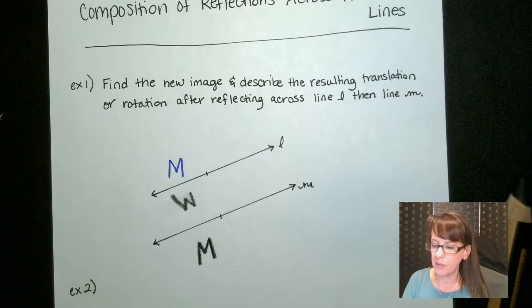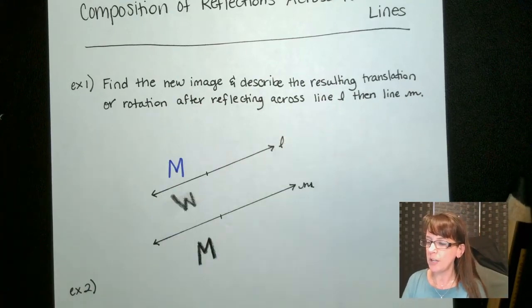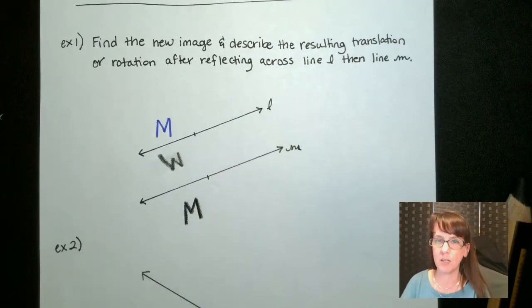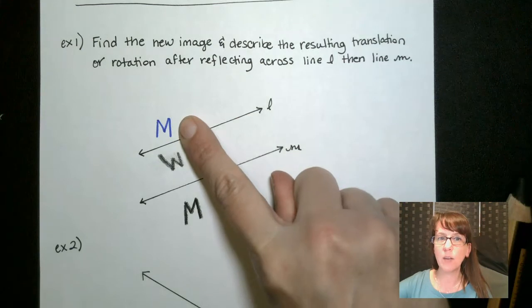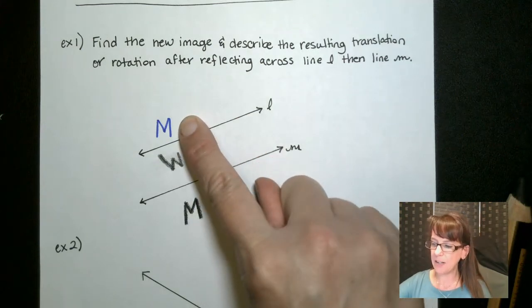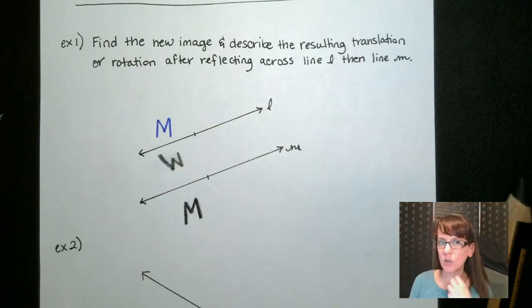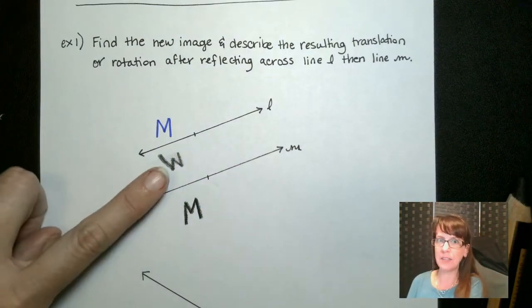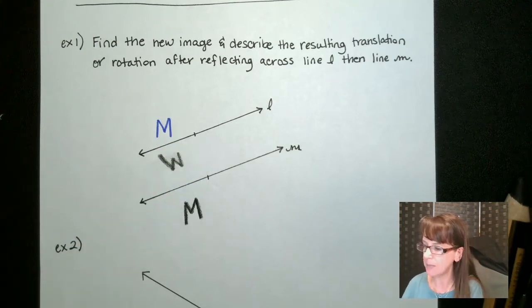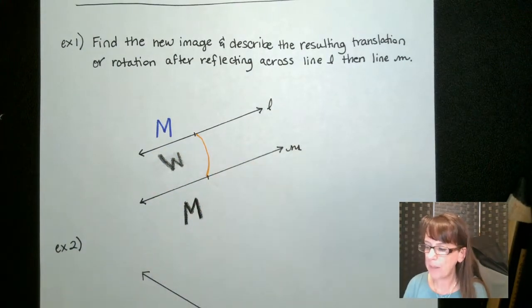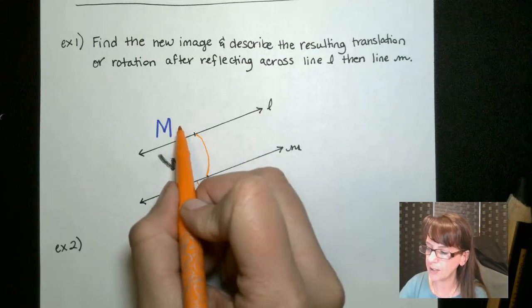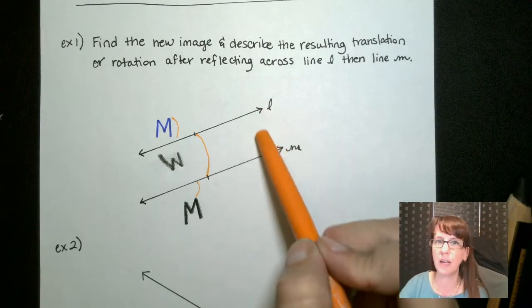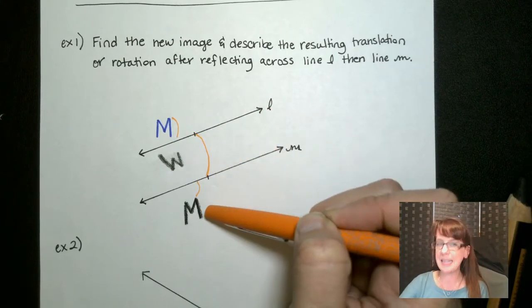Okay, so here's what we've got. It says find the new image and then describe the resulting translation or rotation after reflecting across line L and then across line M. You'll see that what this did is it basically translated it down about twice the distance between L and M. So L and M is this far, and it went about twice that distance, because we also went from here and then I'm counting to the top here. So it's about twice the distance of L and M, but it shifted it down, right?